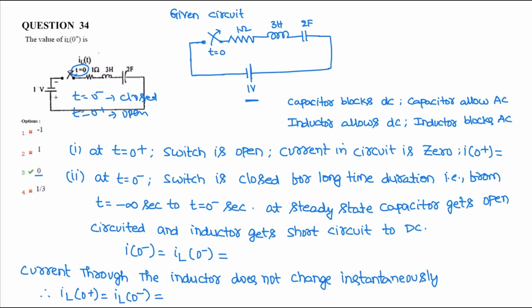At t is equal to 0 plus switch is open. The current in the circuit is 0. Therefore, I of 0 plus is 0. The current is 0 amperes.